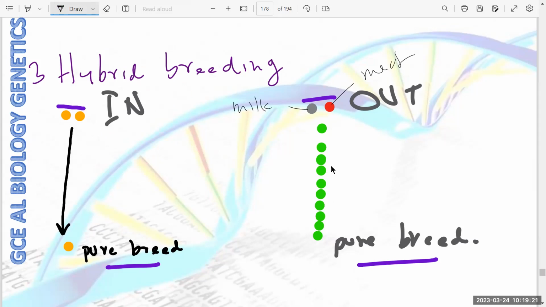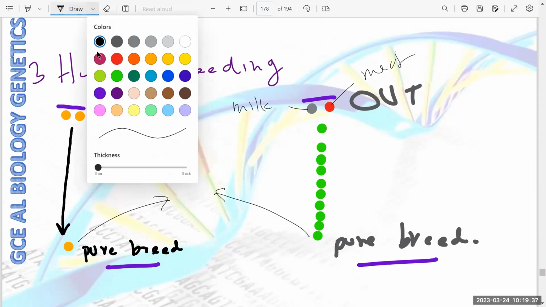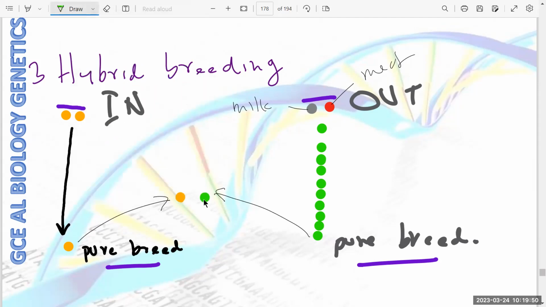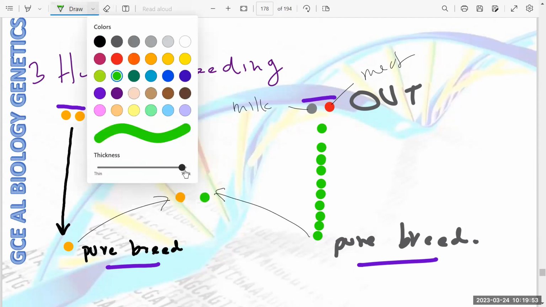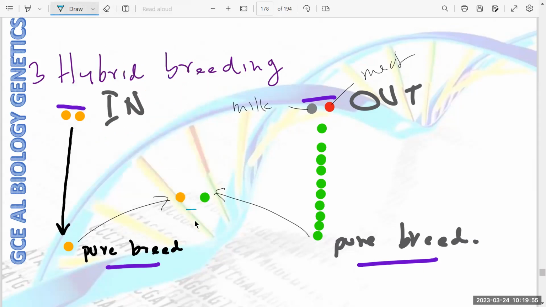Now in hybrid, they're going to breed two pure breeds, right? So they're going to mix two pure breeds. If this is one pure breed and this is another pure breed, the hybrid is to make these two pure breeds breed together. The breeding happens between two pure breeds. That's a hybrid.